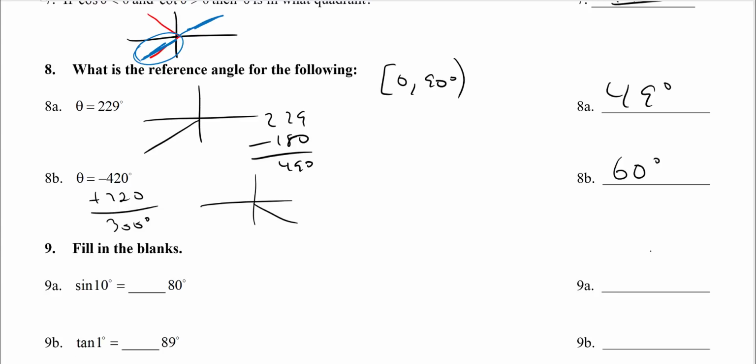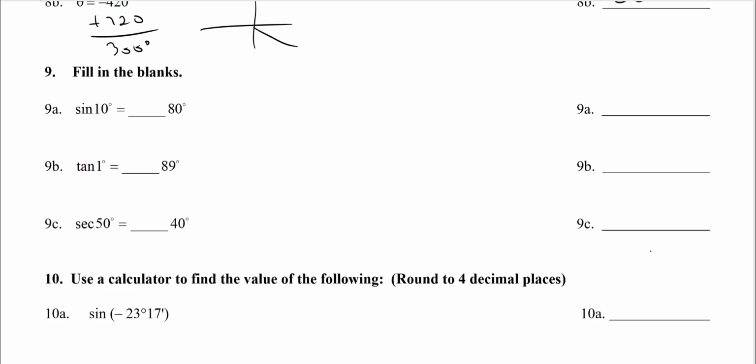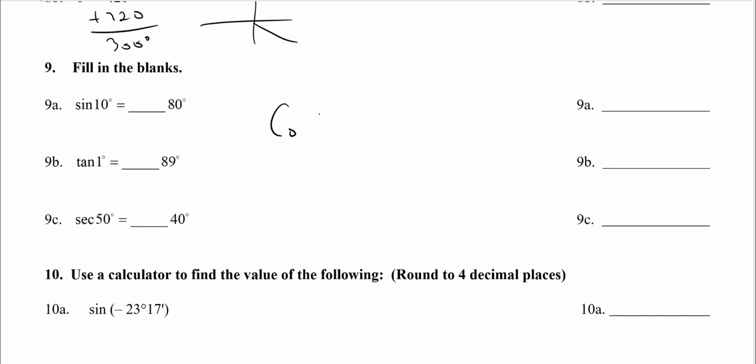Okay. Fill in the blanks. You guys should recognize these are all co-functions. Really, really important. So remember, sine goes with cosine, secant goes with cosecant, and tangent goes with cotangent. That's why they call them co-functions, because cosine, cosecant, cotangent.